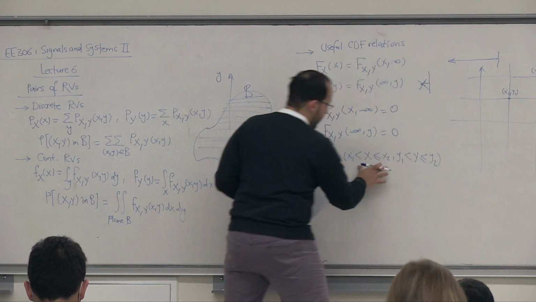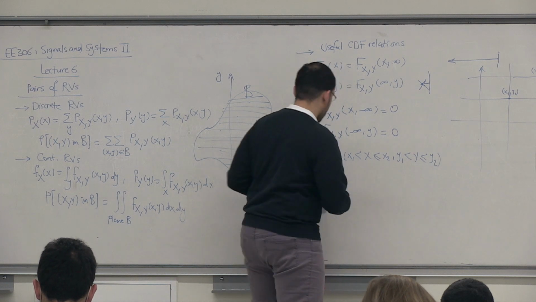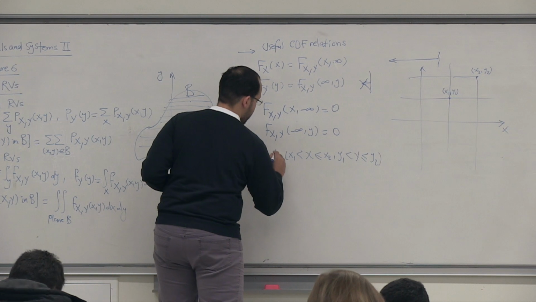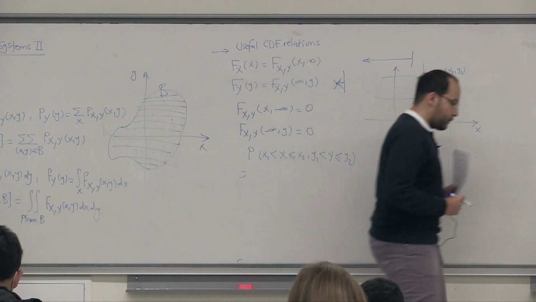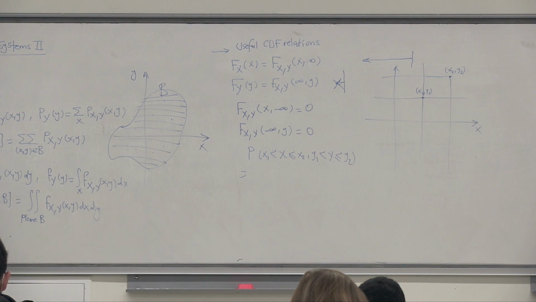And we want to calculate this probability from the CDF. So what is this probability? We want to calculate this probability through the CDF. So this probability corresponds to what plane on this plot we just had drawn?